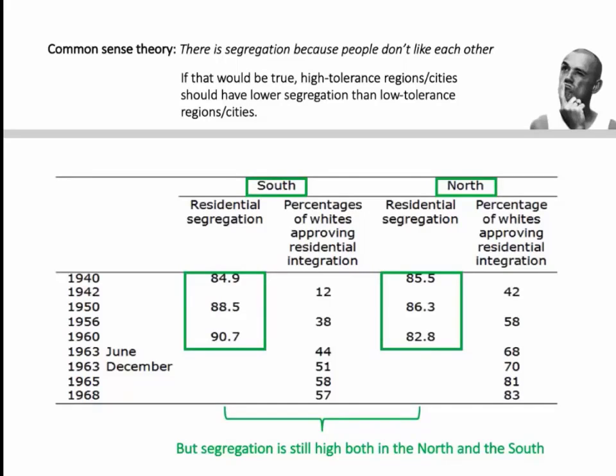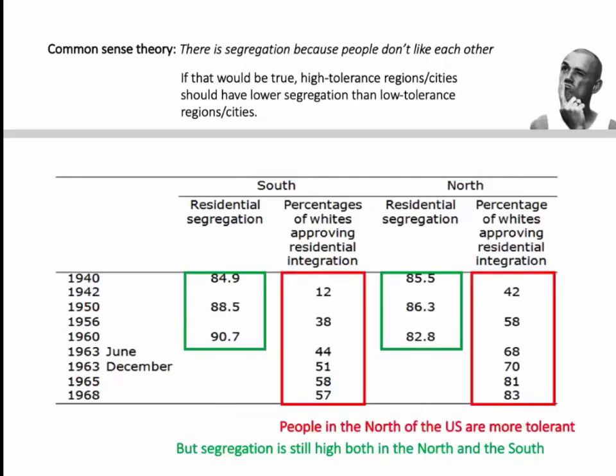Actually, in the 1940s, there was more segregation in the North than in the South. So when we compare these two things with each other, people in the North of the US are more tolerant, but segregation is still high, both in the North and the South. You see, our explanation doesn't seem to cut it here, because it doesn't explain something that would have to be true as well, if our explanation is what is driving things, if it is about individuals discriminating people. So, we can debunk this a little bit.